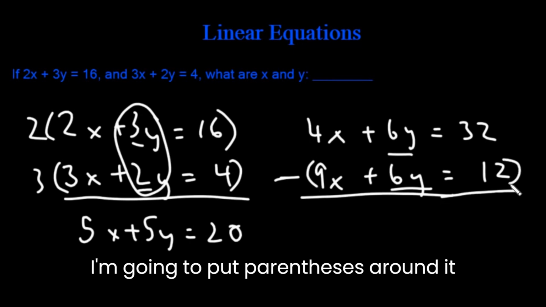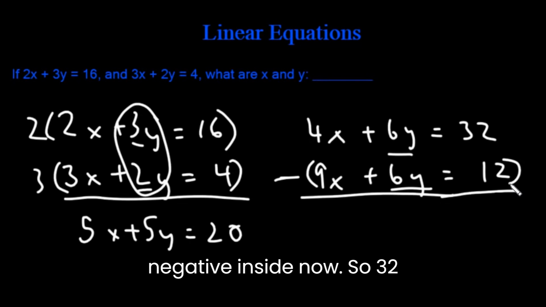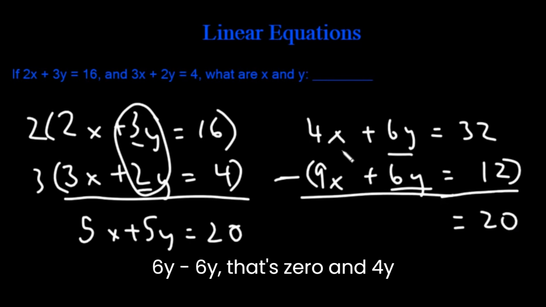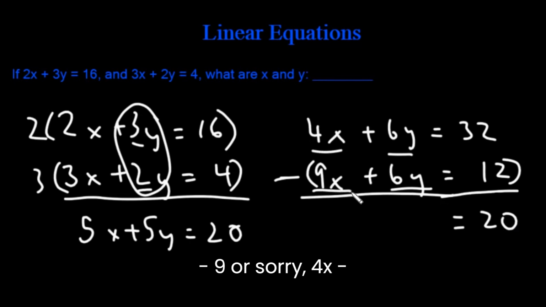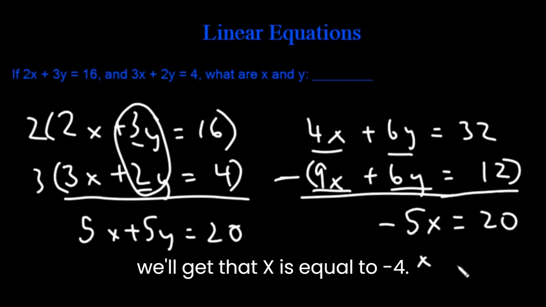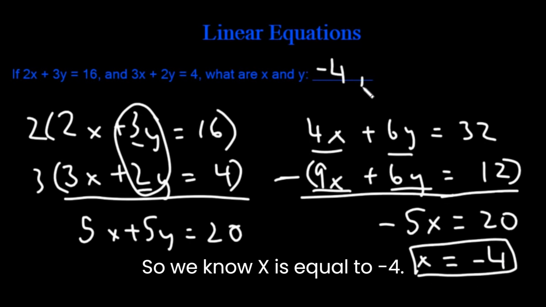Now I'm going to put parentheses around it just to remember that everything is negative inside now. So 32 minus 12, that is 20. 6y minus 6y, that's 0. And 4x minus 9x is negative 5x. So we'll divide by negative 5 on both sides, and we'll get that x is equal to negative 4. So we know x is equal to negative 4.